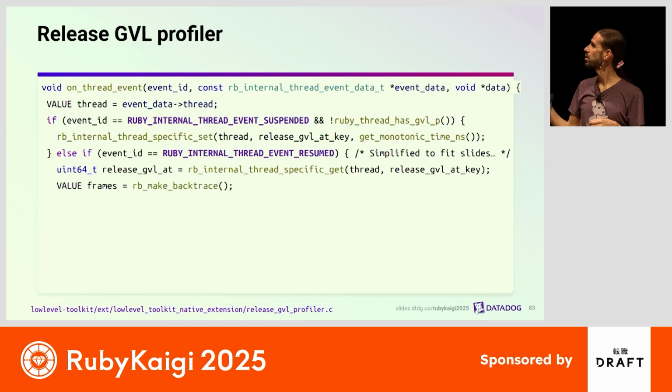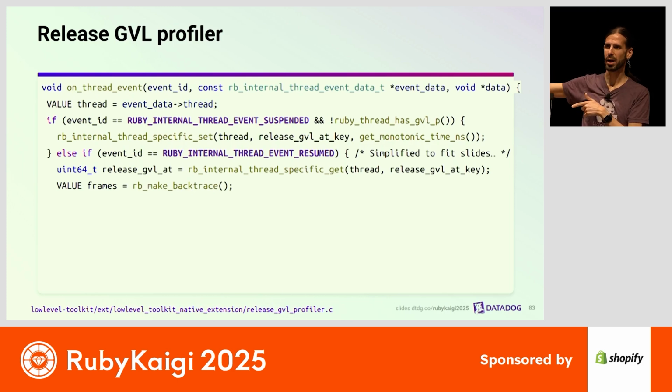And then we get the current backtrace. And here, I'm not using the profile frames API. I'm not using the debug inspector API. I'm using the RB make backtrace. Why? Because it's shorter to fit in the slides in this case.